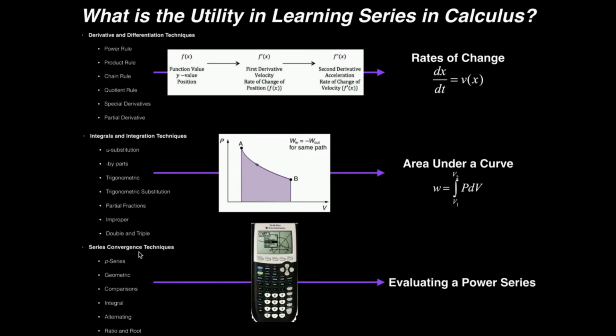But the question is series. So we have all these derivative techniques, we have all these integration techniques, and we're going to find we've got all these series convergence techniques. They are tests to determine whether or not a series converges or diverges, which we'll discuss in a minute. We have a p-series test, a geometric series test, two comparison tests, integral test, alternating series test, ratio test, root test, all this stuff. And you're going to go through these and be like, what the heck are they used for?